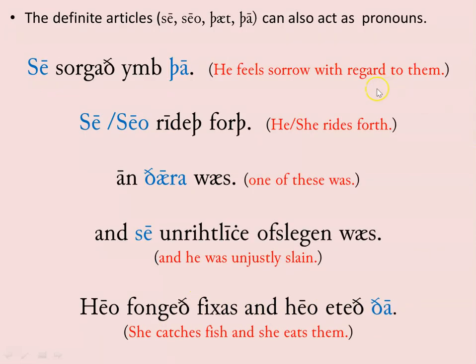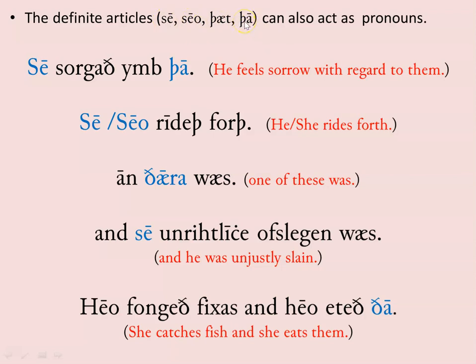All right, the definite articles say, seo, that, and tha can also act as pronouns. Say sargath tha, he feels sorrow with regard to them. Say rideth farth, he rides forth. Why do we know it's he here? Because say is the masculine definite article. Say masculine definite article, seo feminine definite article, that and tha neuter.